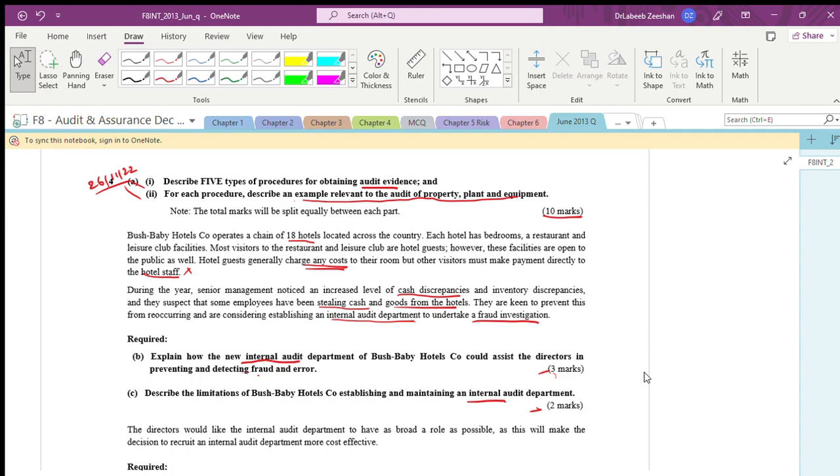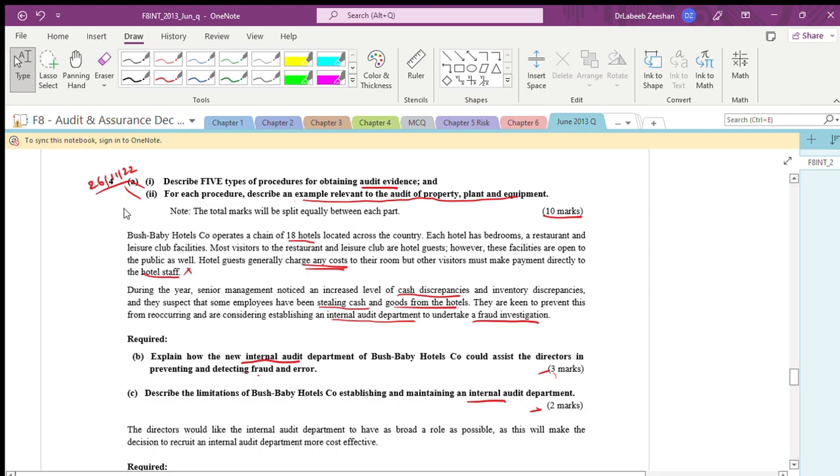Internal audit department is not restricted only to the fraud. Is it right? It is related to each and everything. They can do everything. Internal control, every other activity. There is no restriction on internal audit.